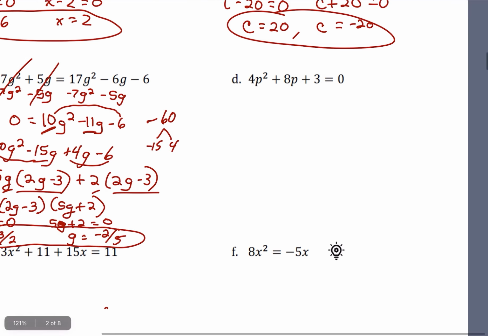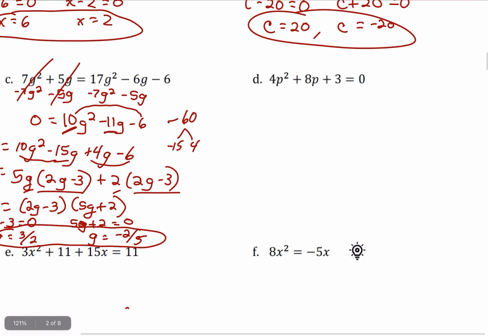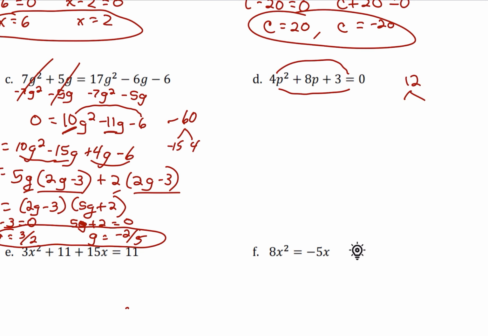Okay, let's move on to D. So in this case, again, there's no GCF, but we're going to split the middle term again. So 3 times 4 is going to give us 12. The two numbers that multiply to 12 and add to 8 are 6 and 2. So we have 4p squared plus 6p plus 2p plus 3 equals 0.